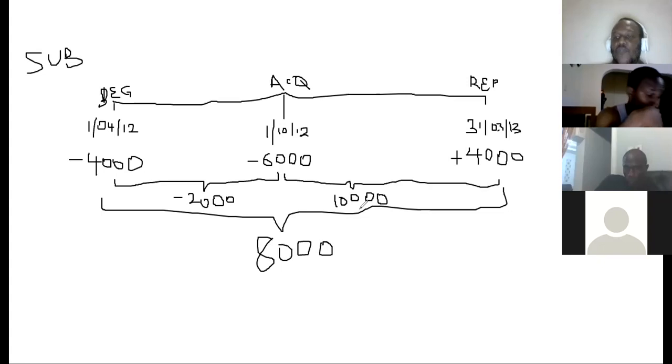Now, if we're looking at it from the beginning, they had a -4 at the beginning, and they made 8 positive for the whole year. So it means by the end of the year, they would have used this 8 to wipe out the 4, and what will be remaining at the end of the year will be 4,000. Is this clear, Kingsley?